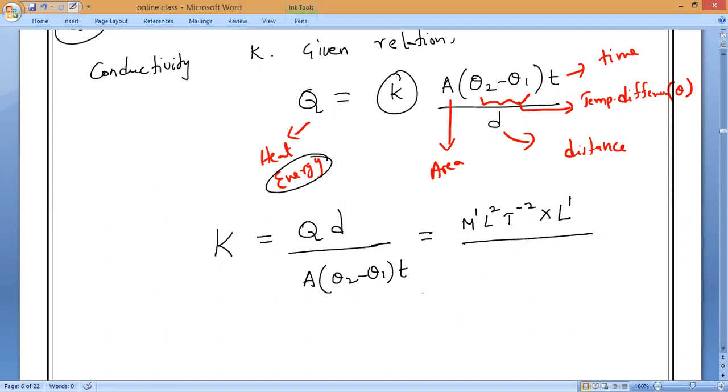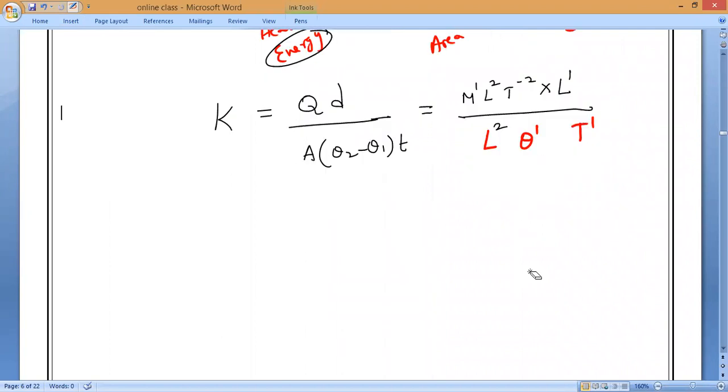You should get involved in the class and tell me. Area dimensions: L power 2. Same way, temperature dimensions: theta power 1. Time dimensions: T power 1. Yes or no? Understood or not?